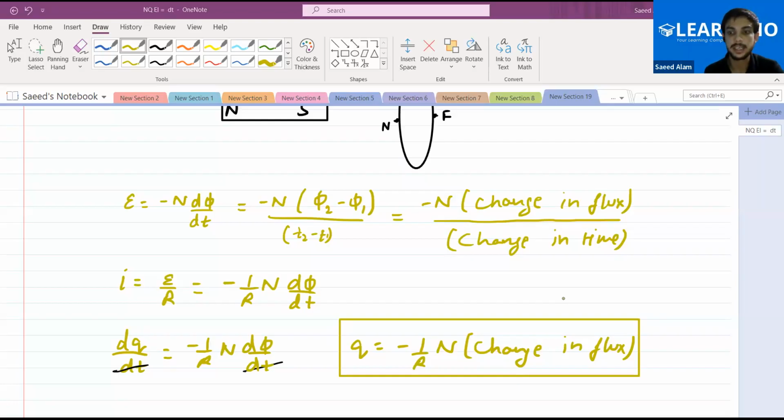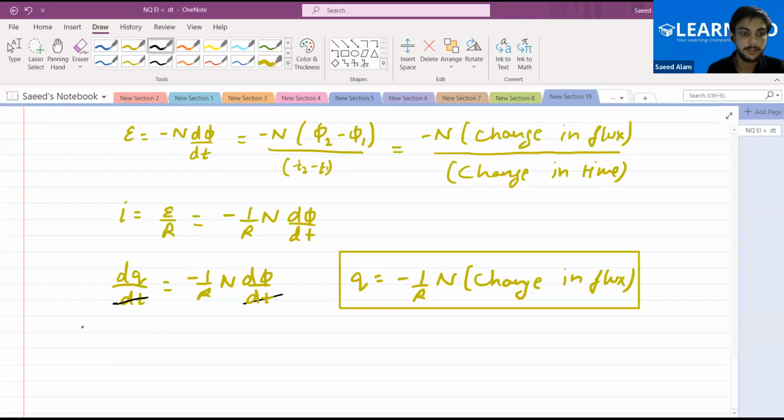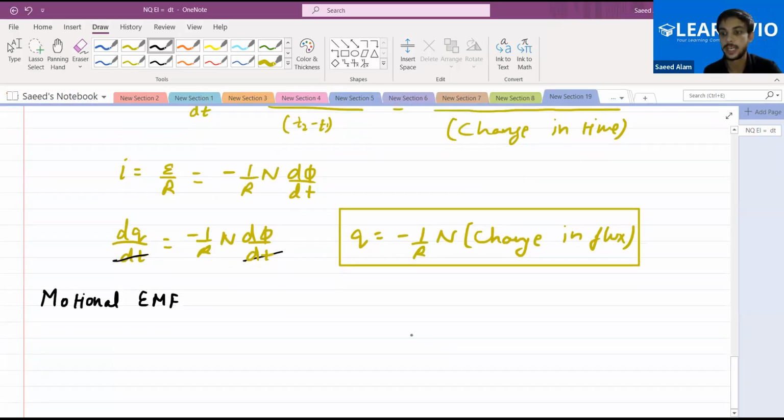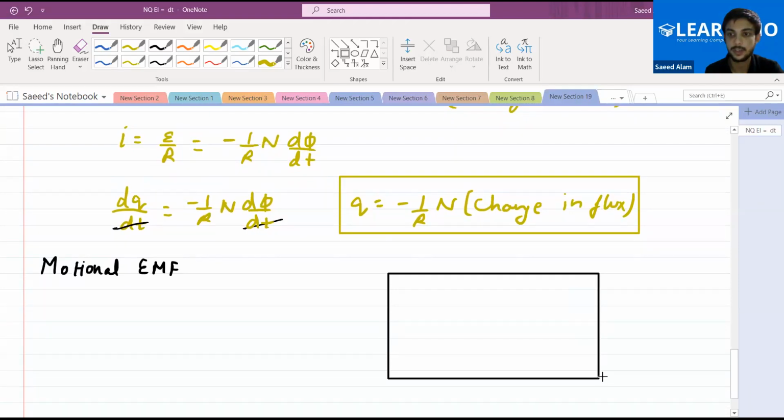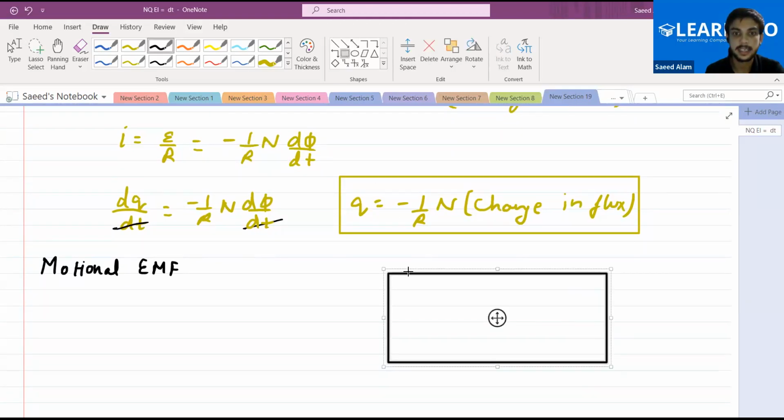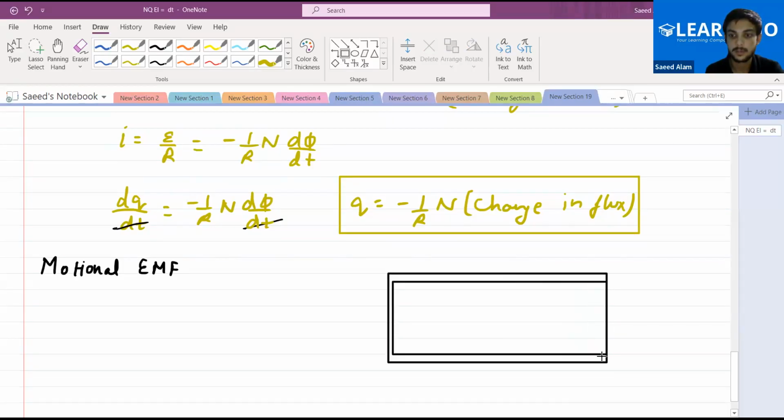The next thing that we should see here is the motional EMF. The motional EMF is one of the very important and popular topics that you will get everywhere. Actually, what is happening in the motional EMF? Let me make a proper setup first of all. That setup looks somewhat like an open square. Can you people see the open square?